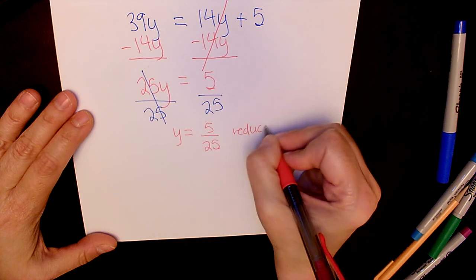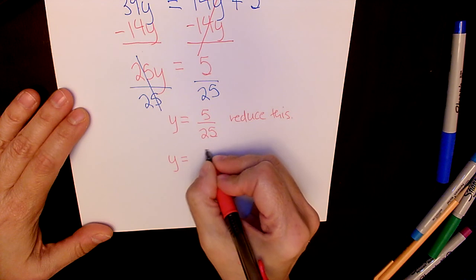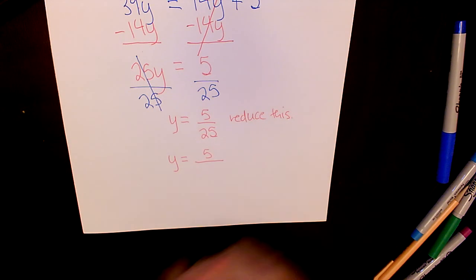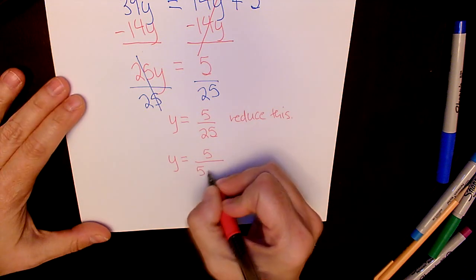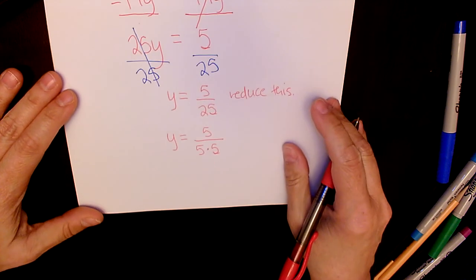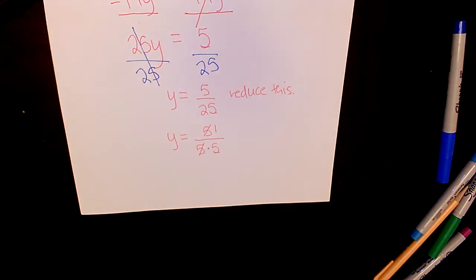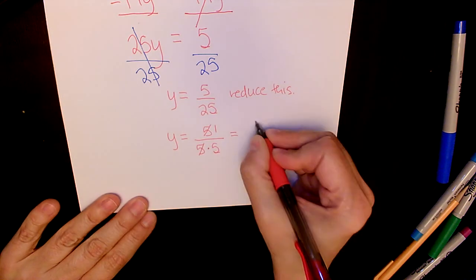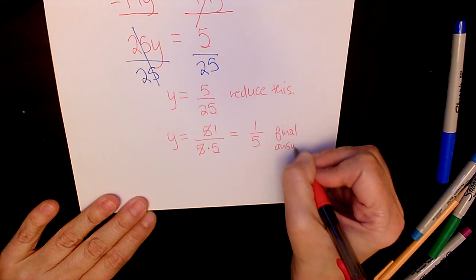But I think that I can reduce this. So I'm going to look at this 25, and can I break that 25 down into 2 factors? What would be 2 numbers that multiply, could be the same number, that would give us 25? And I'm thinking 5 times 5. Okay, so I'm going to cancel one of my 5's up here with one of my 5's down there, and my final answer is going to be 1/5. So y is 1/5.